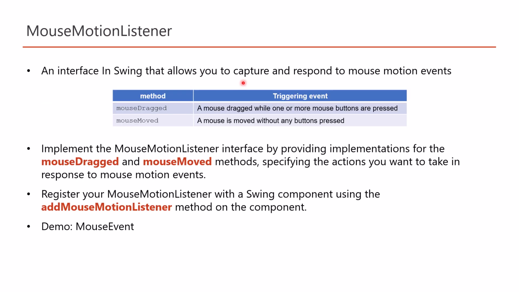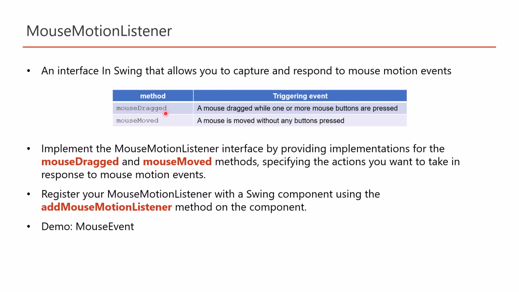In Java GUI development, the MouseMotionListener is an interface provided by the Swing library that allows you to capture and respond to mouse motion events. These events include the movement of the mouse pointer within a component, such as a JFrame, JPanel, or any other Swing component. The MouseMotionListener interface defines two methods that you need to implement to handle mouse motion events.